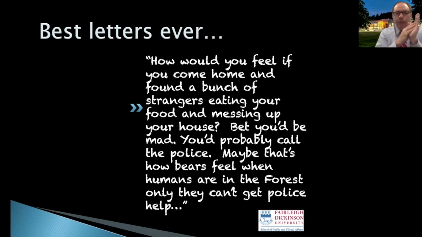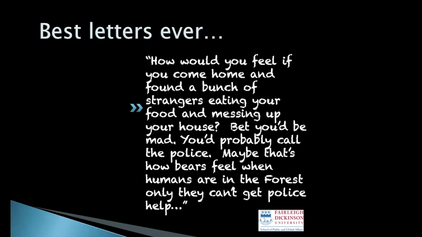Jen, can you read this letter from a young and upset poll reader? How would you feel if you come home and found a bunch of strangers eating your food and messing up your house? Bet you'd be mad. You'd probably call the police. Maybe that's how bears feel when humans are in the forest, only they can't get police help.